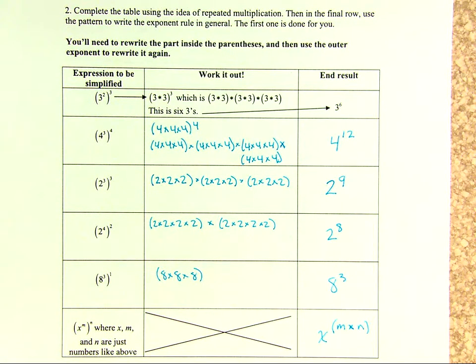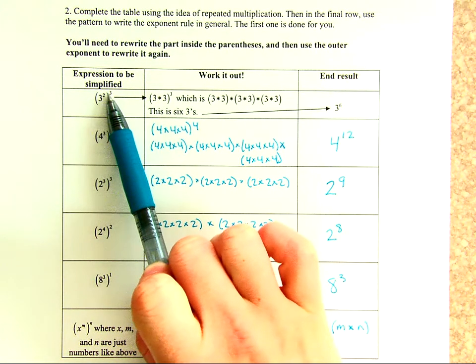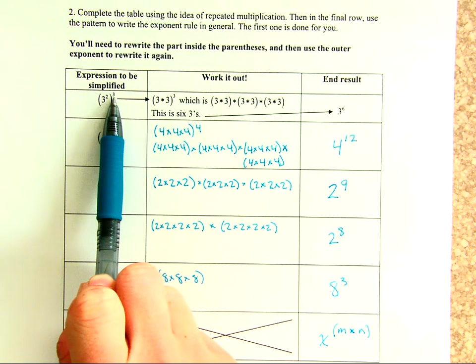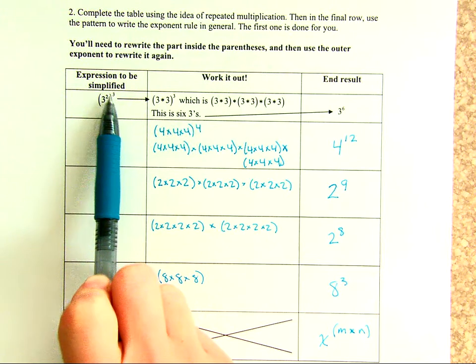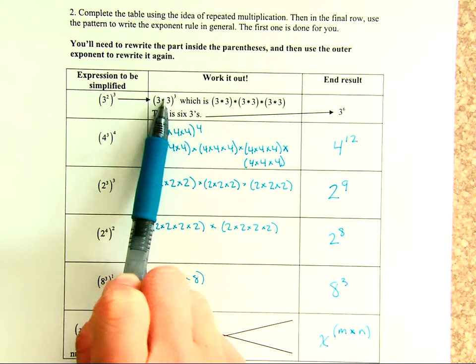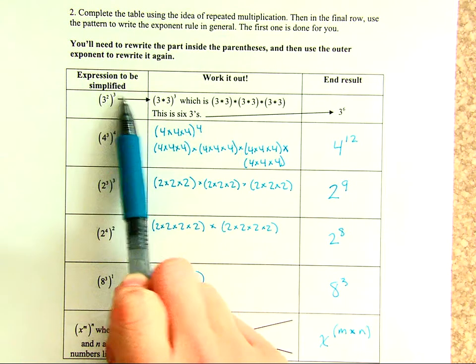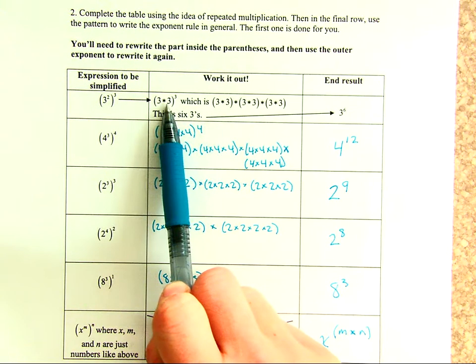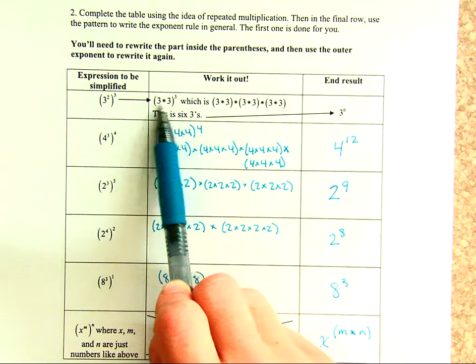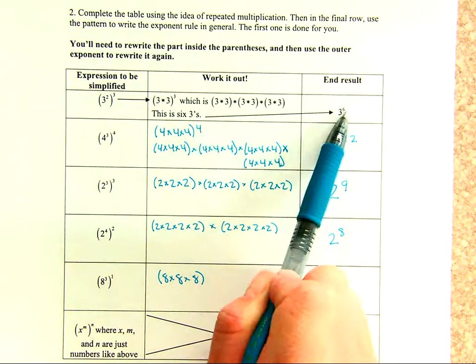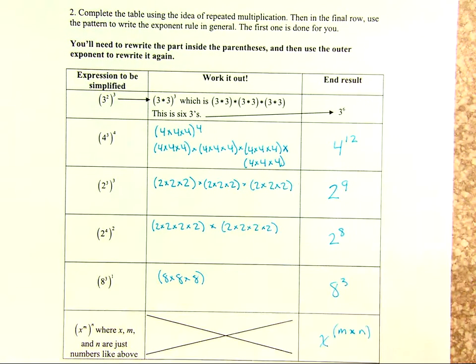Page 2 of our discovery worksheet packet looks at what happens when we have a power to a power. We have stacked powers here. If my outside exponent is the third power, that means whatever is inside is repeated. Remember, exponents are repeated multiplication that many times. So this 3 squared has to be repeated 3 times. I know 3 squared, if I expand that, is just 3 times 3 because it's repeated multiplication. So 3 sets of 3 times 3 leaves me with 6 3s, which simplifies to 3 to the 6th.